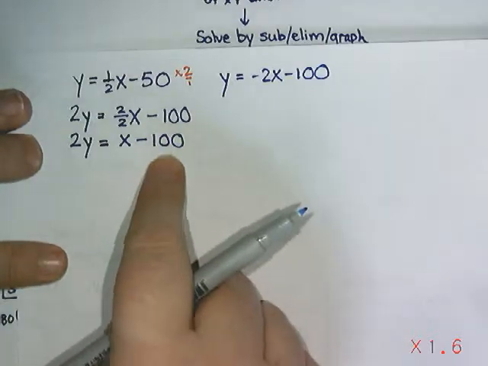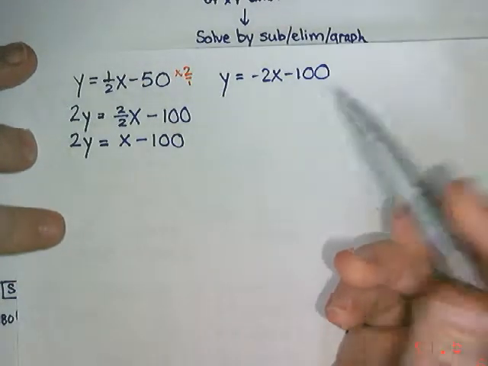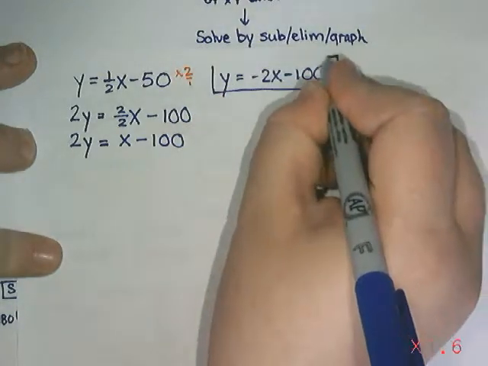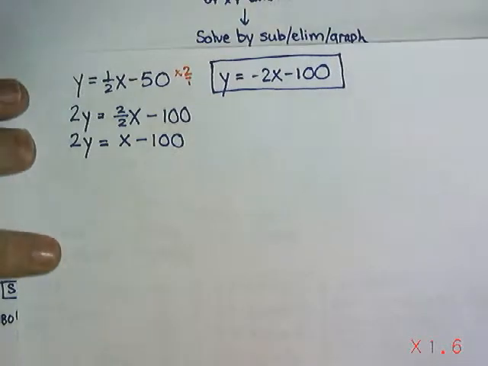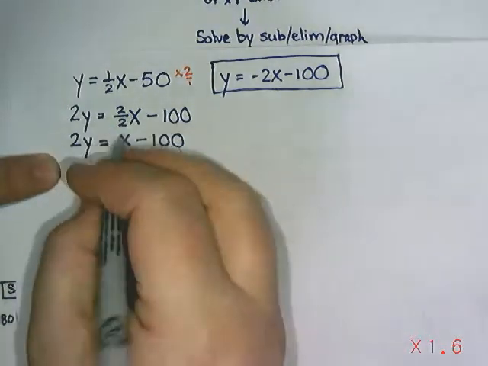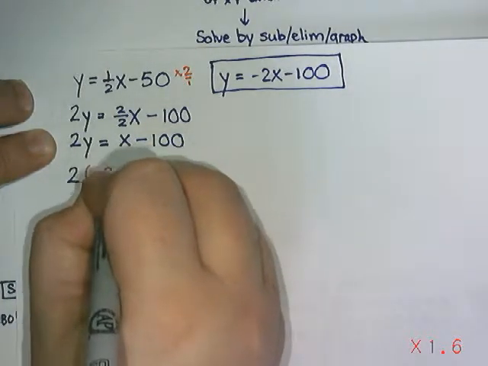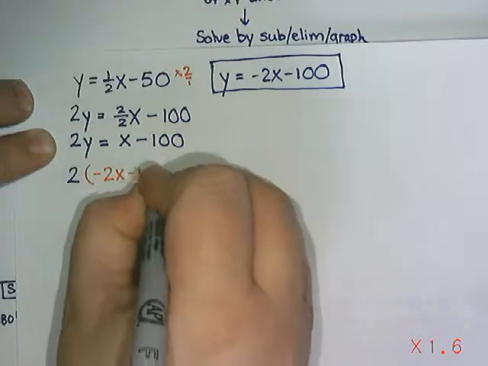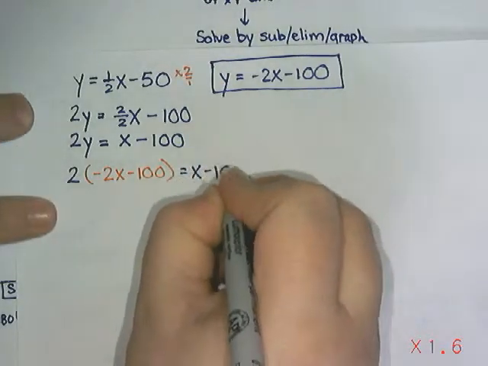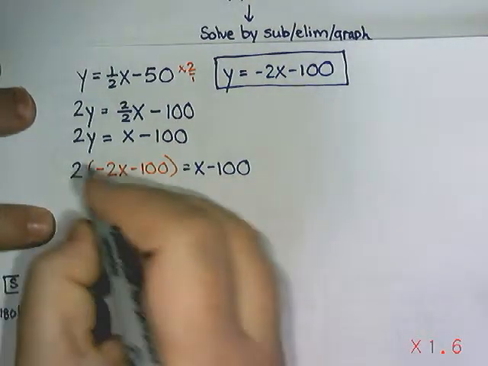If I want to do substitution, usually we rearrange one of the two equations to get x or y by itself, and I already have that. This one here, the y is already by itself. So everywhere I see a y, we're going to put in -2x minus 100. And then all I need to do is expand out my bracket and rearrange to solve.